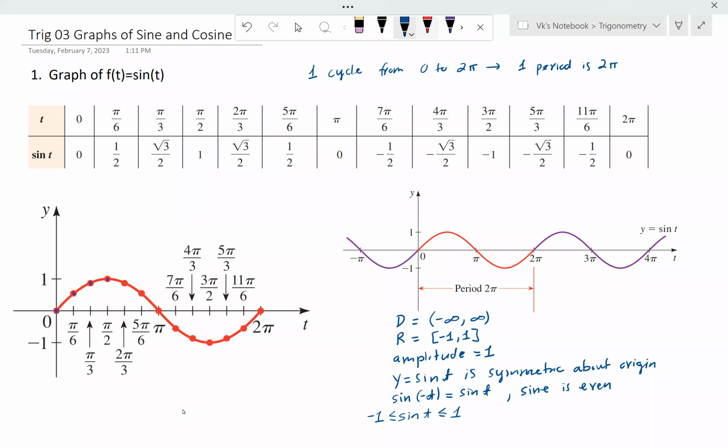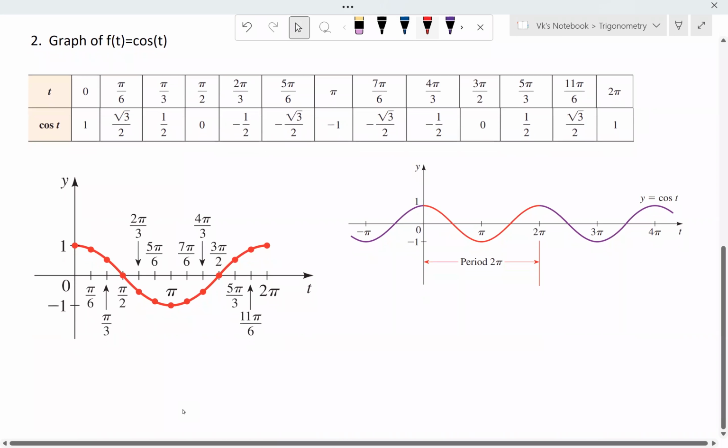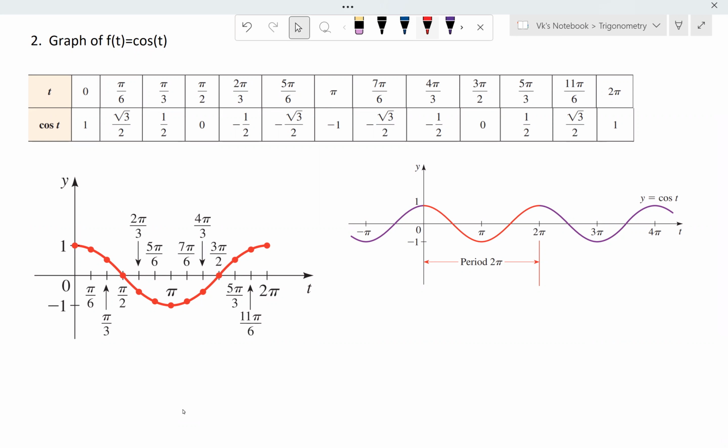Next, let's take a look at the graph of cosine. We do the same thing. We have the input t and the output cosine t, and we're going to get a bunch of points and plot them. Cosine of 0 is 1, so we get the point (0, 1), and it is right here. Cosine of pi over 6 is root 3 over 2. Plot the second point. Cosine of pi over 3 is 1 over 2. And cosine of pi over 2 is 0.